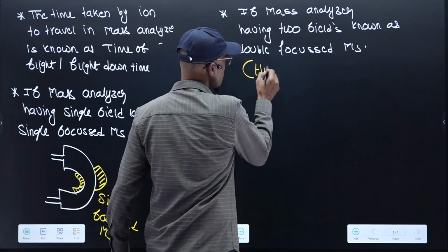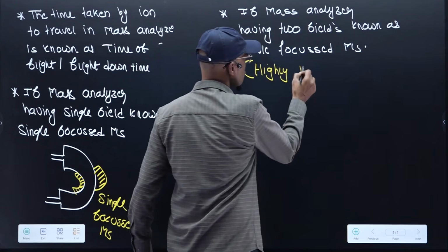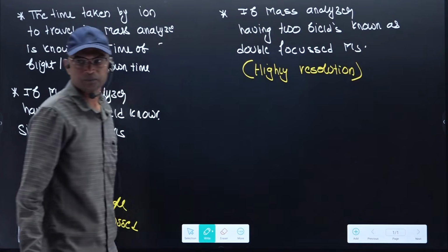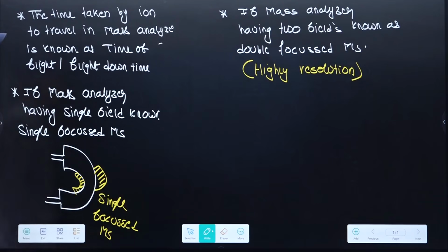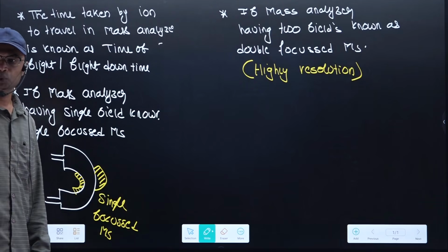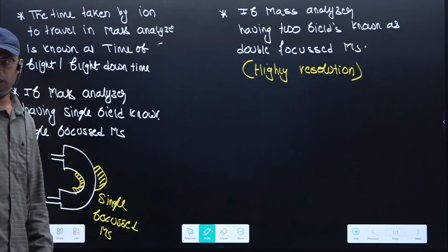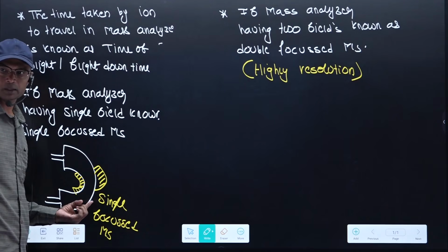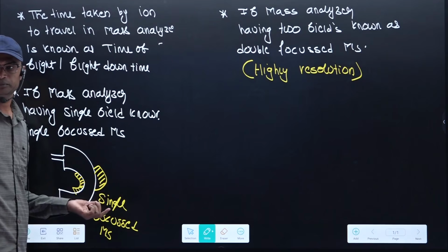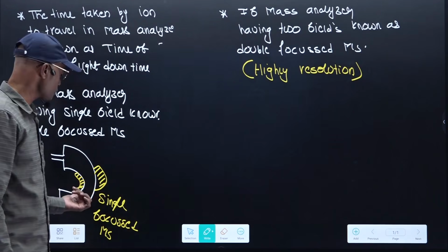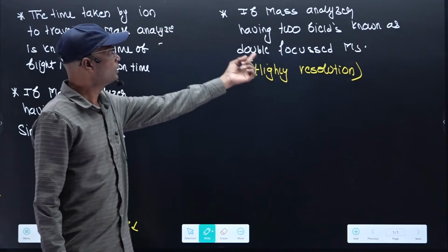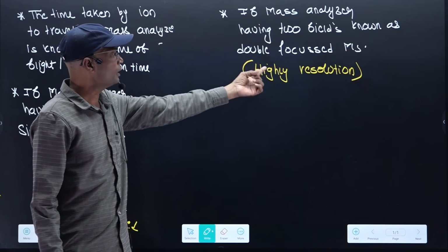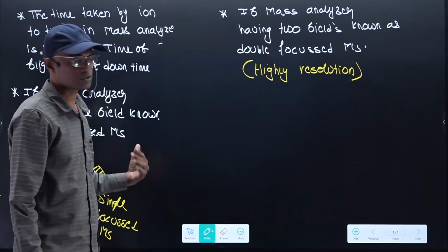So for which reason will it be used here? High resolution. What is the meaning of resolution? Separation. I will explain later what resolution is, but remember only one point: separation of two ions having similar m/z value. Here, in single focus, it can't separate two ions having the same m/z value, but we can separate them in this one. That is called double focus mass spectrometry. Double focus mass spectrometry has high resolution capacity compared to single focus.